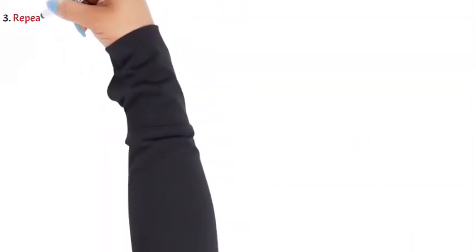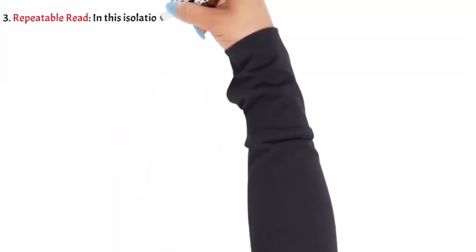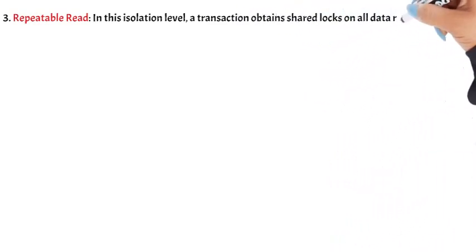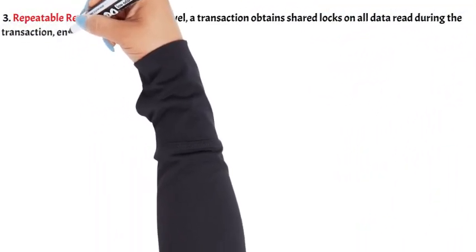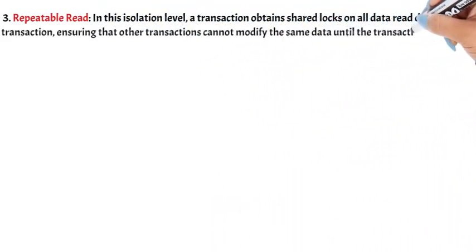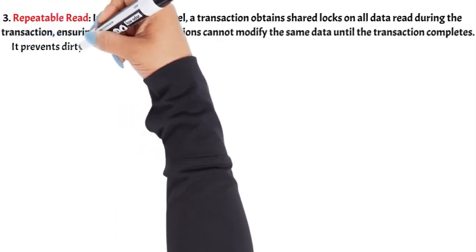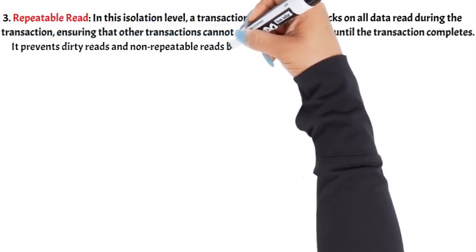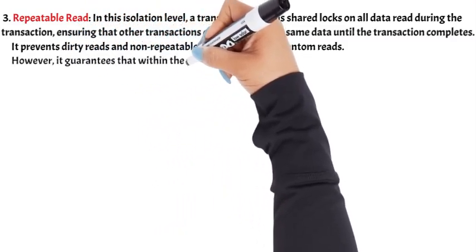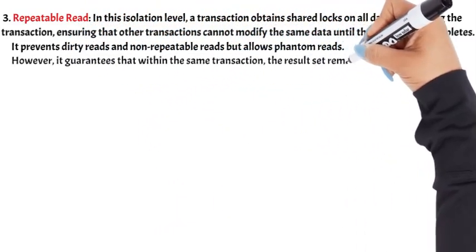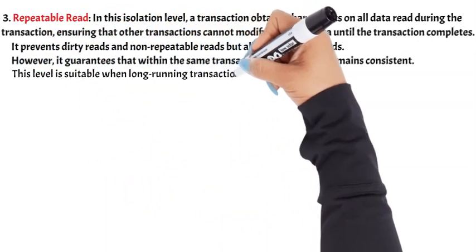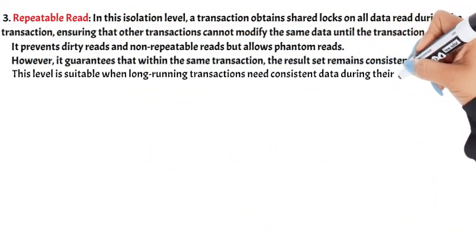3. Repeatable read. In this isolation level, a transaction obtains shared locks on all data read during the transaction, ensuring that other transactions cannot modify the same data until the transaction completes. It prevents dirty reads and non-repeatable reads but allows phantom reads. However, it guarantees that within the same transaction, the result set remains consistent. This level is suitable when long-running transactions need consistent data during their execution.